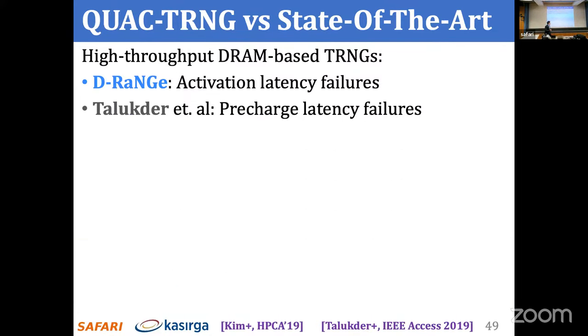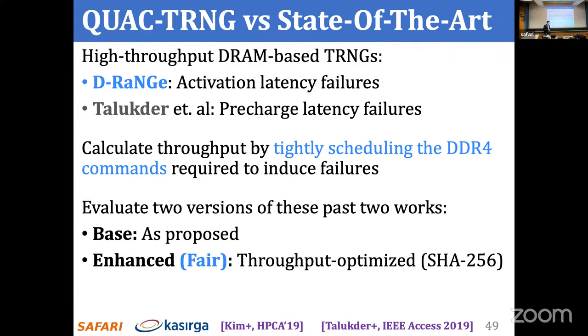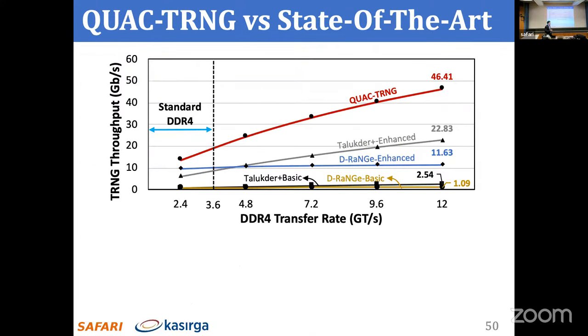We compare QUAC-TRNG to state-of-the-art DRAM-based true random number generators. D-RaNGe relies on activation latency failures, and the other work, which we refer to as Talukder and others, relies on precharge latency failures. We calculate their throughput similarly to how we calculate QUAC-TRNG's, and we evaluate two versions of each mechanism. The first one is base, as they were proposed, and the enhanced version uses SHA-256 to optimize their throughput further. And we assume a four-channel DDR4 memory.